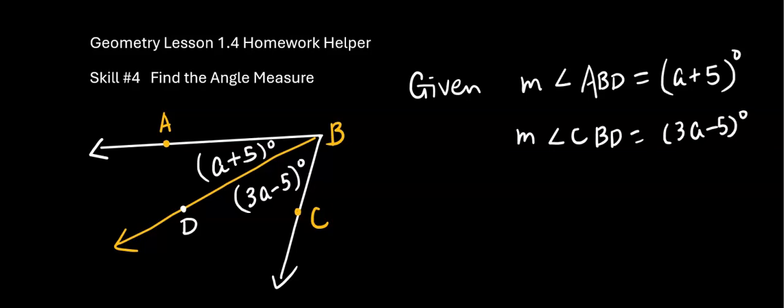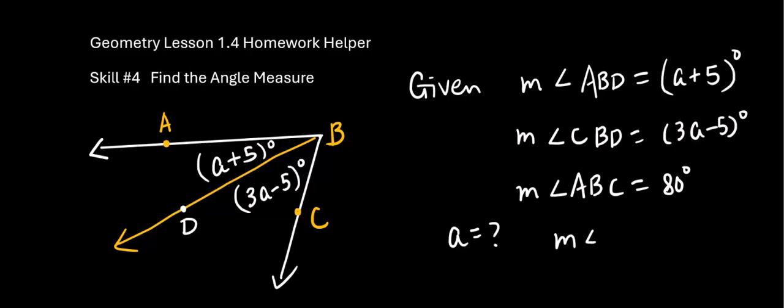I'm going to give you one more piece of information. The measure of angle ABC is 80 degrees. Can you find what A is? And then, can you find the measure of angle CBD, exactly how many degrees? Okay, all right, this is what we're going to do.